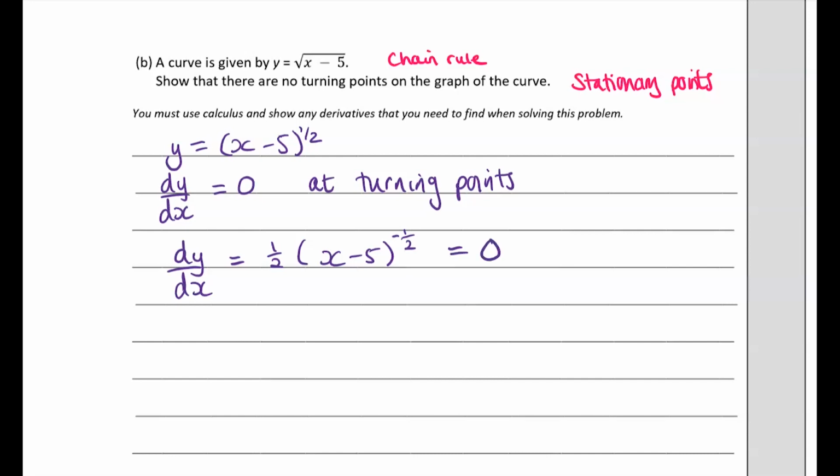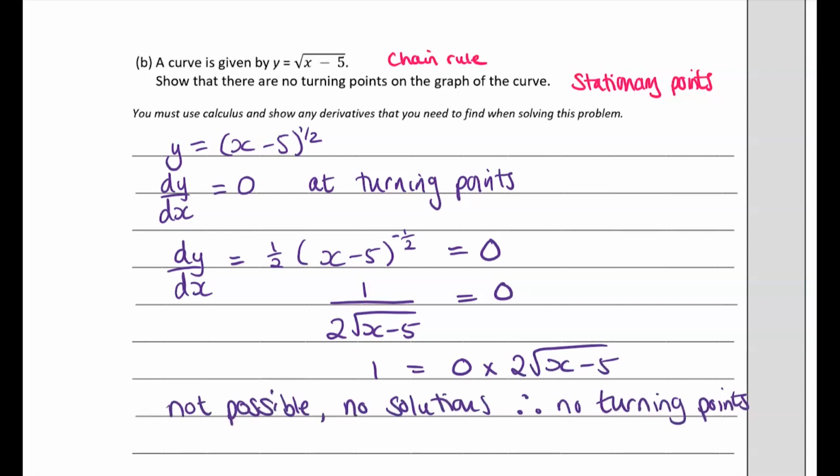Now, if we set that equal to 0, then we get this. And if you try to solve that, you'll see that that becomes something impossible. And if there are no solutions to that equation, then there's nowhere on the graph where the gradient is equal to 0, therefore there are no turning points.